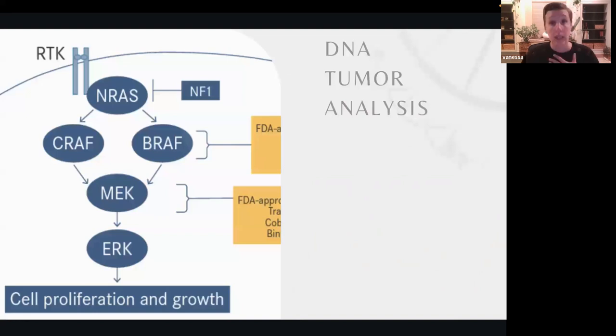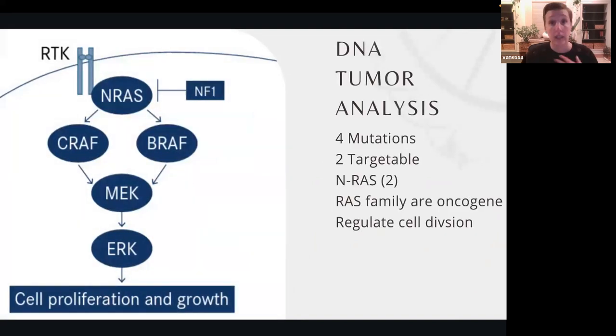So we did order that pathology where we got cancer, but we also ordered a genetic analysis. A DNA analysis will tell you which mutations are present in a particular cancer. In his tumor, he had 4 mutations, 2 of which were targetable with drugs.